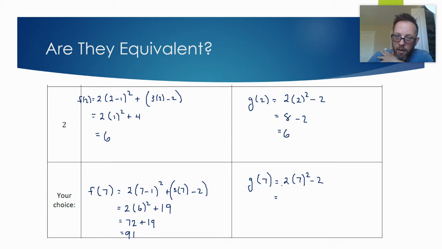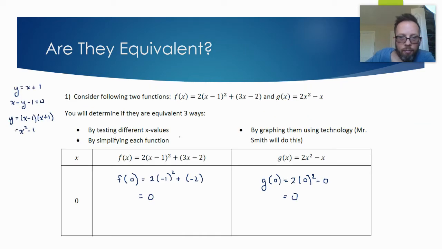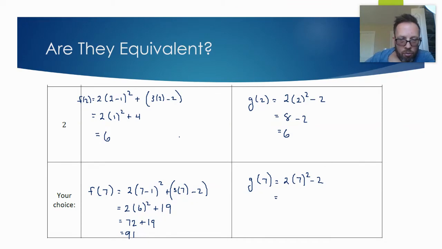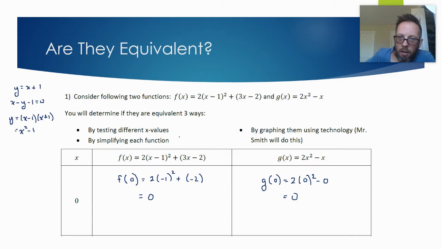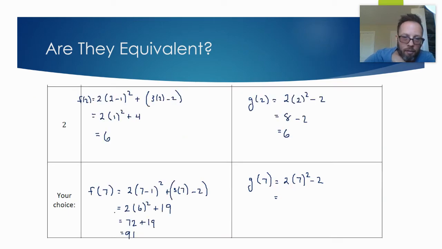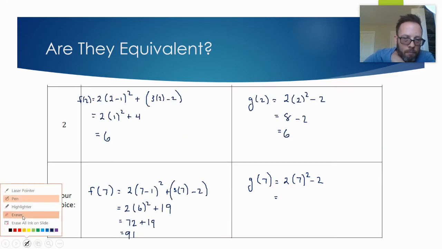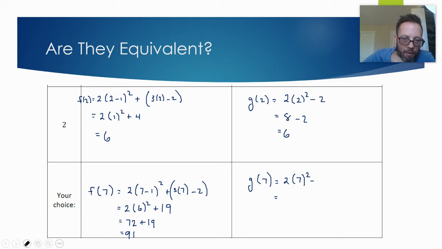2 times 49. Did I do something wrong here? Probably. What's the original function? 2 times (x minus 1) squared plus 3 times x minus 2. 72 plus 19 is 91. The function g is 2x squared minus x. That's why. I have to subtract 7, because 2 times 49 is 98, and 98 minus 7 is 91.